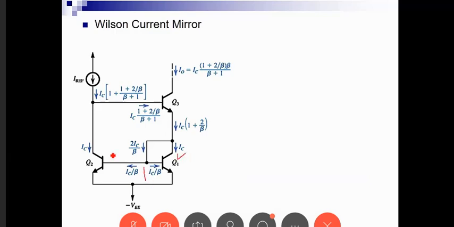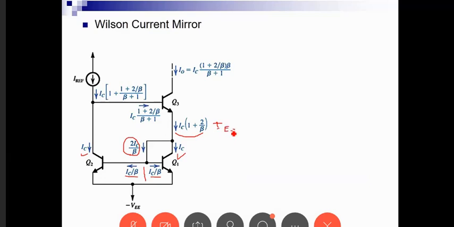So they have the same IC here. This is the base current, IC over beta, so this is 2 IC over beta. Now the current flowing here is the sum of IC and 2 IB, but this is IE of Q3, so this is IE3, okay?